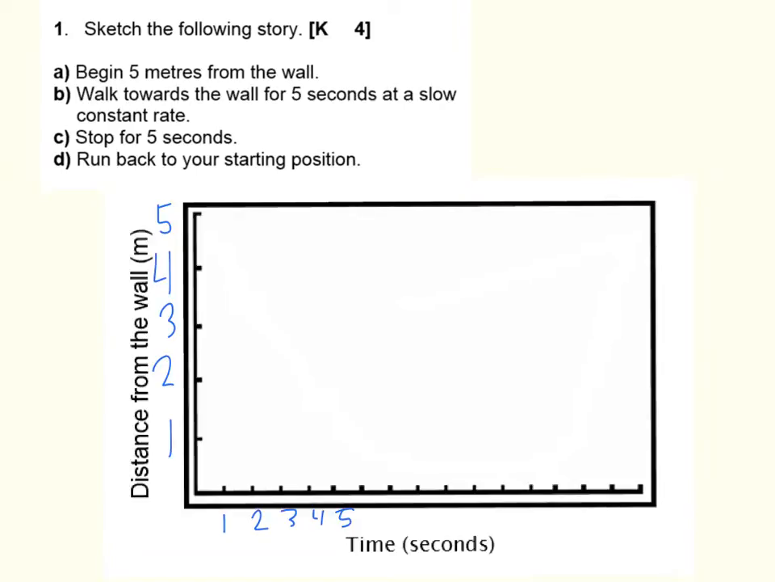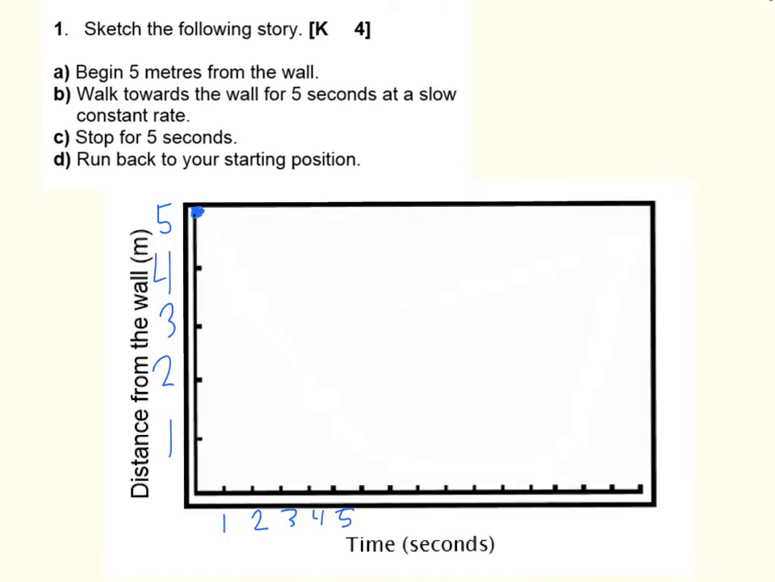The third thing I should say is, begin 5 meters from the wall. 5 meters from the wall at 0 seconds will be at this point here, which I am attempting to identify for you. Alright, I'm 5 meters from the wall at 0 seconds. Then it says, walk towards the wall for 5 seconds at a slow, constant rate. Okay, so he's walking slowly, it's a constant rate, so I know the line should be straight.